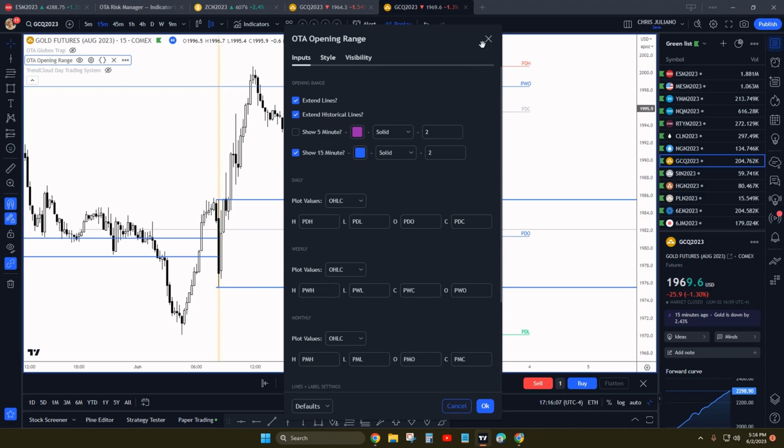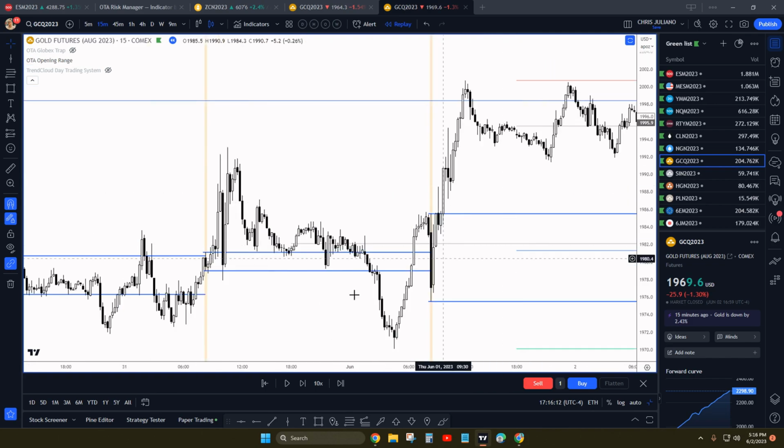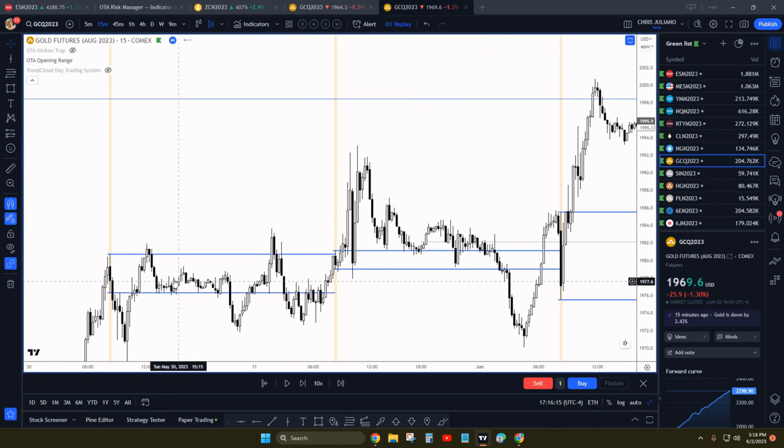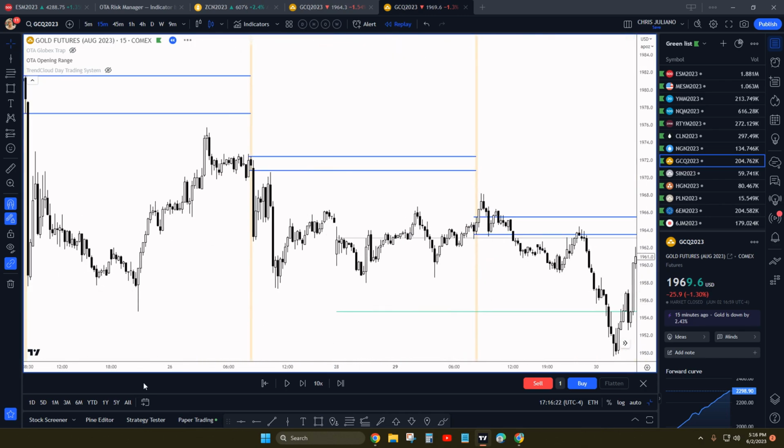If you put that on your chart when you're back testing, you can see the previous day's open. I love that for back testing. Look at this. I love that for back testing.